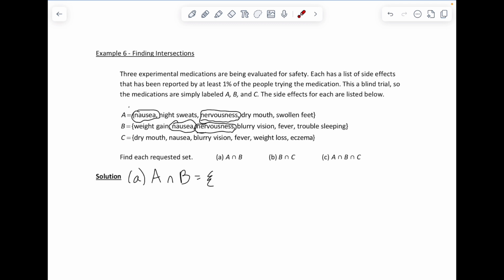Okay, so the intersection of A and B contains only two elements. The elements nausea and nervousness are common.